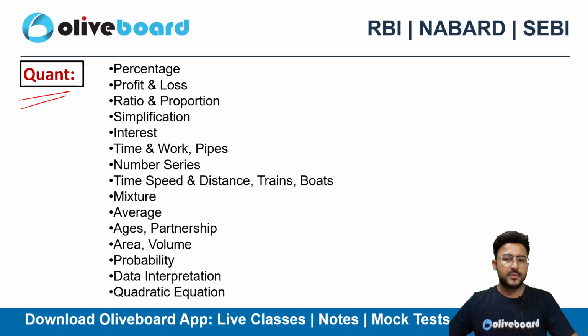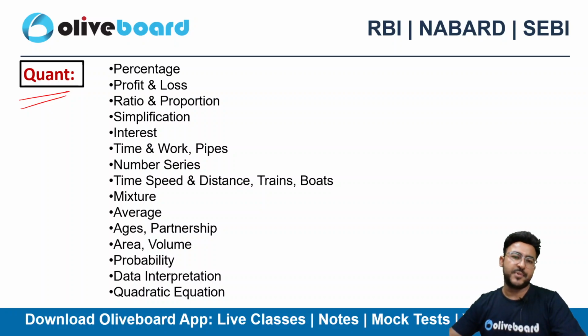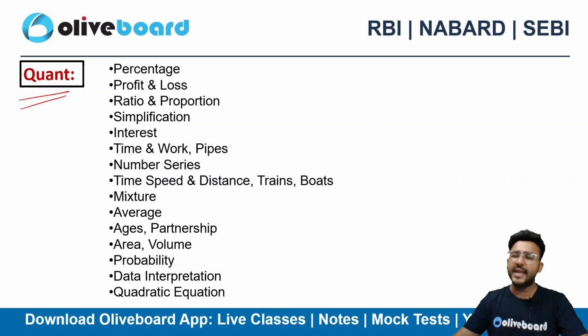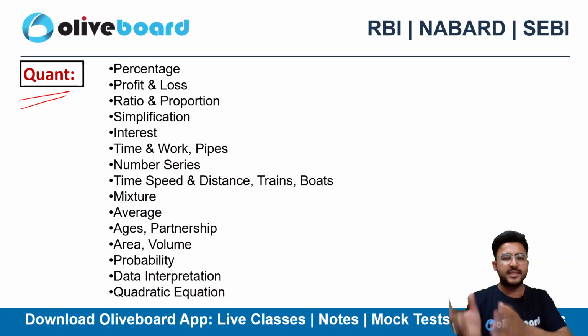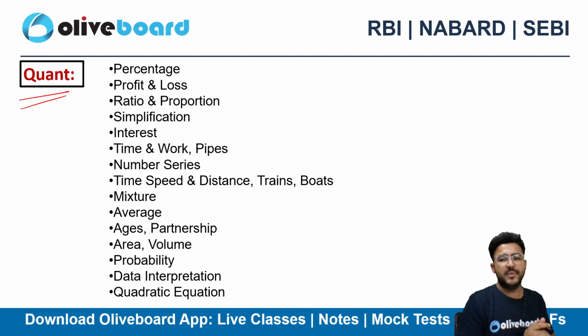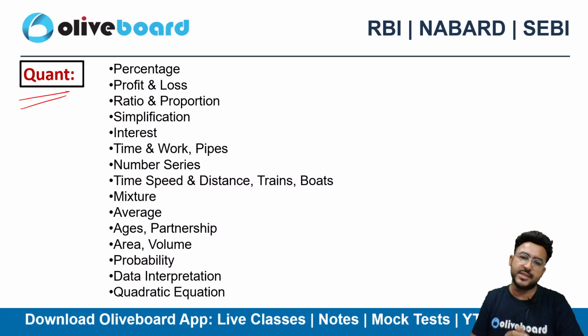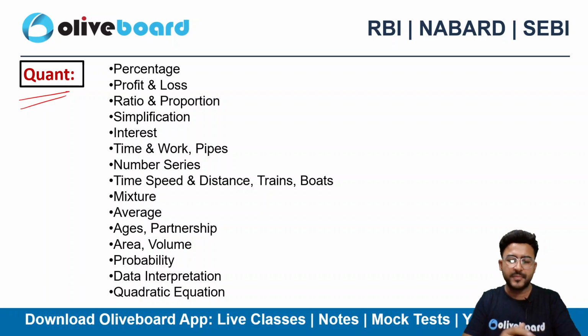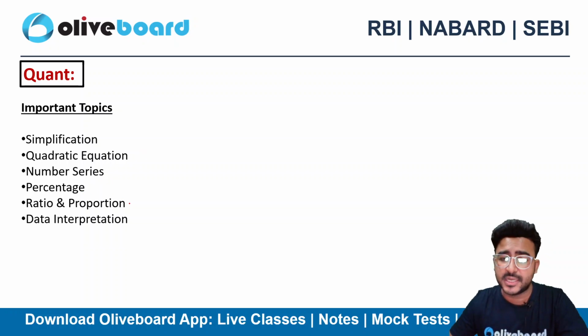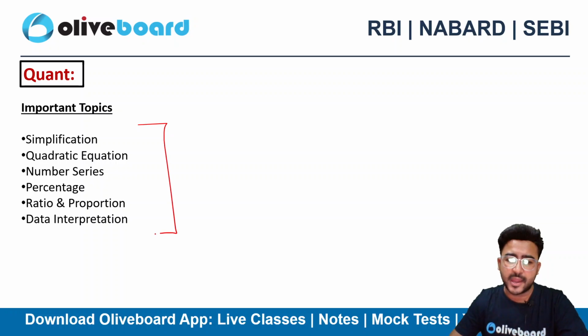and definitely you need to at least cover these chapters like percentage, profit and loss account, ratio, proportion, simplification, right? These topics they are asking in other examinations as well. These are the general topics that are usually being asked in competitive examinations, right? So please do cover these topics. This is a suggested syllabus from our team, right? And the important topics from the quant can be simplification, quadratic equation, number series, percentage, ratio, proportion and data interpretation.